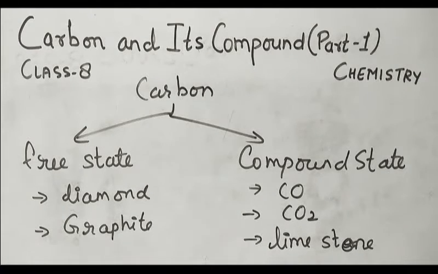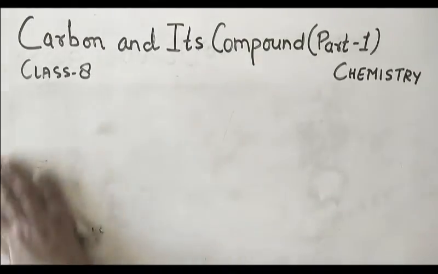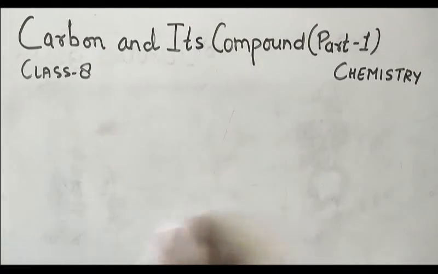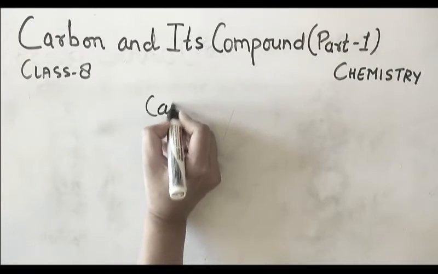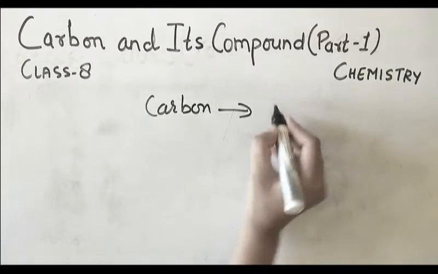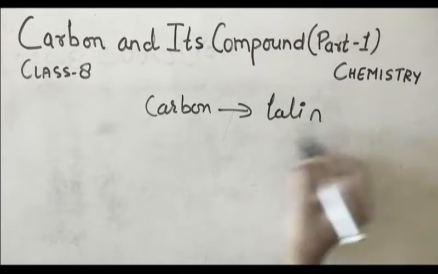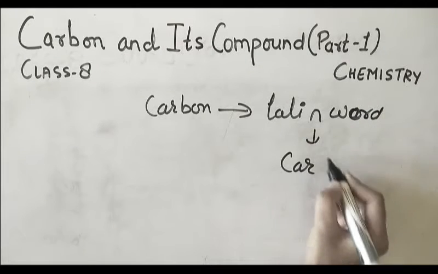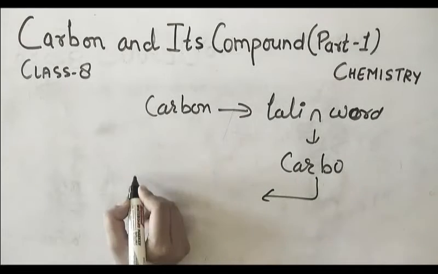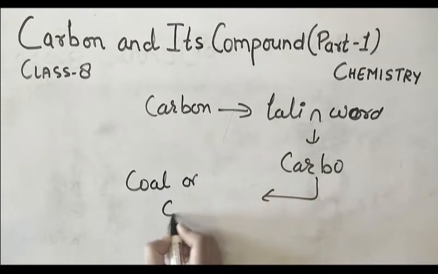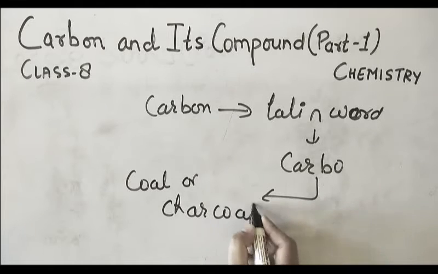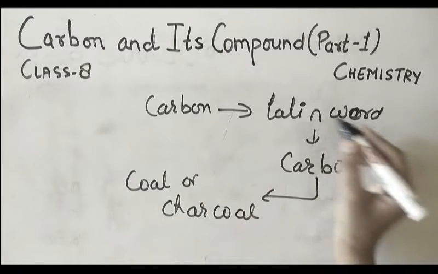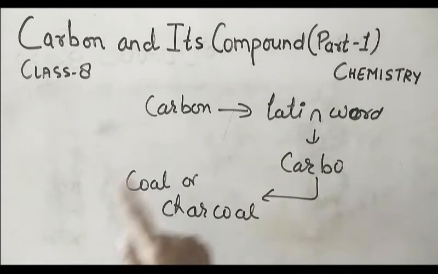Now let us see from where this carbon word came. ये carbon word आखिर आया कहाँ से? So exactly the word carbon came from the Latin word carbo, and the meaning of this carbo is coal or charcoal. That means the carbon word came from the Latin word carbo, whose meaning is coal and charcoal.